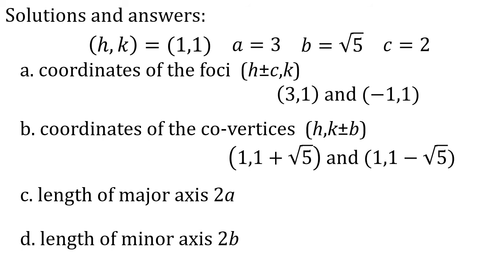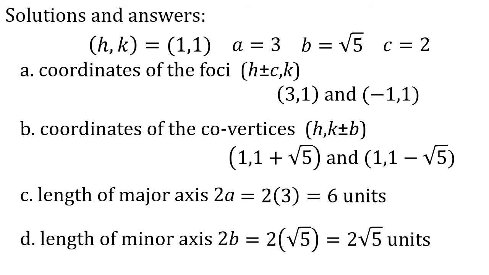It's already acceptable. And then the length of the major axis, 2a, is very easy to obtain. Just substitute a, 2 times 3, so it is equal to 6 units. The length of the major axis is 6 units. Then the length of the minor axis, 2b, is equal to 2 times square root of 5, so it is equal to 2√5 units.